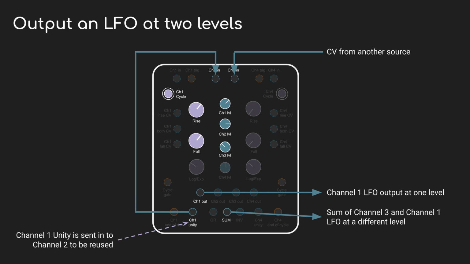One thing that I do fairly often is that I might want to take channel 1 cycling as an LFO and use it as two different voltage levels. I can take the regular output, attenuate it where I want it, and use it somewhere, and then I can take the unity output, put it back into channel 2, and attenuate it to another level to add it to the sum or use it on its own.